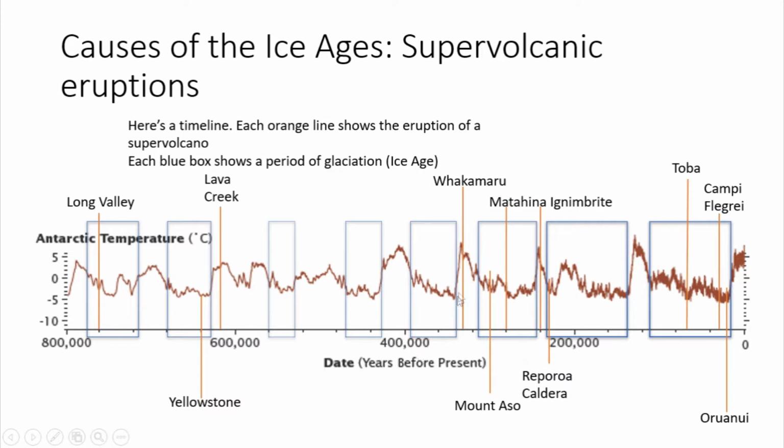Wakamaru, okay, the planet warmed up a little bit, it's getting a bit cold, warmed up a bit there. Mount Aso, the planet cooled down a little bit there. Mataina Ignimbrite, right? Apparently there were two eruptions shortly after, and as you can see, global temperatures dropped and dropped. Reporoa caldera, the temperatures dropped, eventually spiked. Toba, an obvious decline in temperatures. As you can see, we have more temperature readings for them, because it's more recent, so it's easier to record. Campi Flegrei, temperatures dropped. Oruanui, temperatures rose.